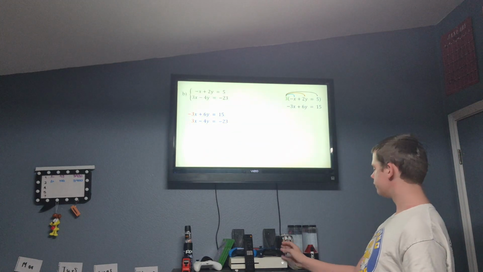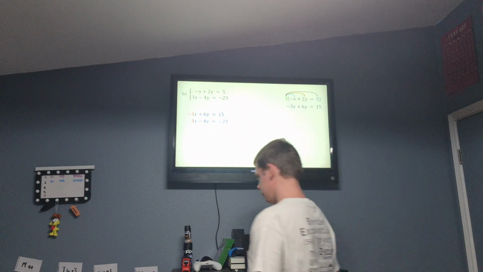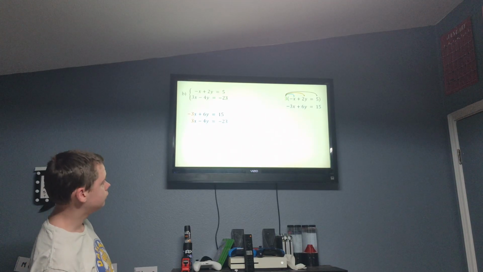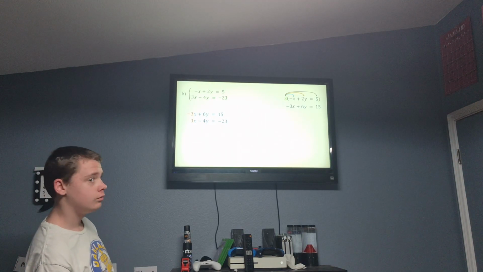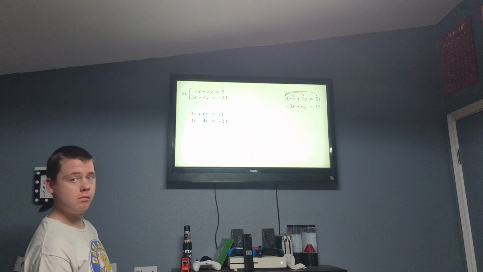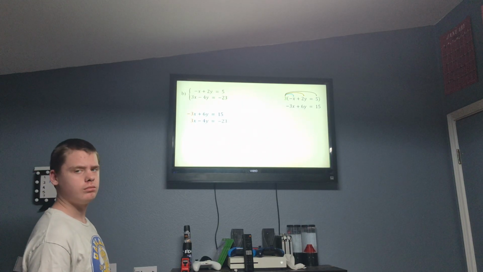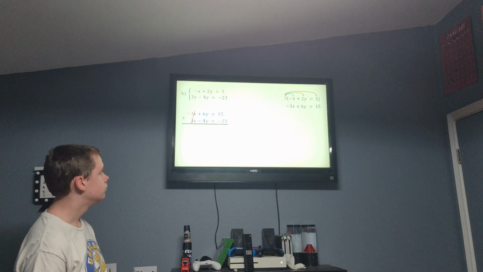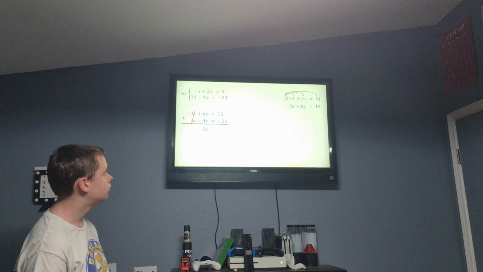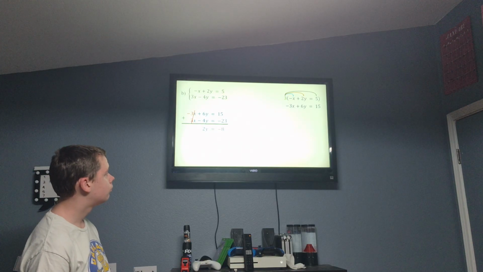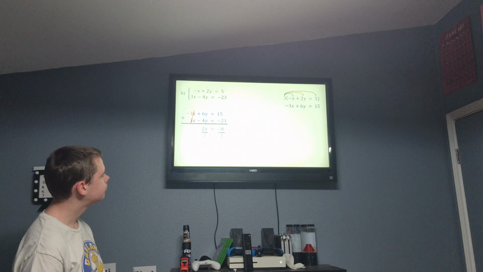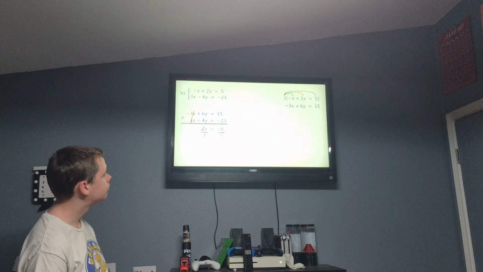This would result in 4y in the first equation, which will cancel out with a negative 4y in the second equation when you add them. Regardless of which variable you initially choose to eliminate, you will obtain the same answer in the end. The next step is to add these two equations. These cancel out. 6y plus negative 4y is 2y. 15 minus 23 equals negative 8. To isolate y, divide both sides of the equation by 2, and you get y equal to negative 4.